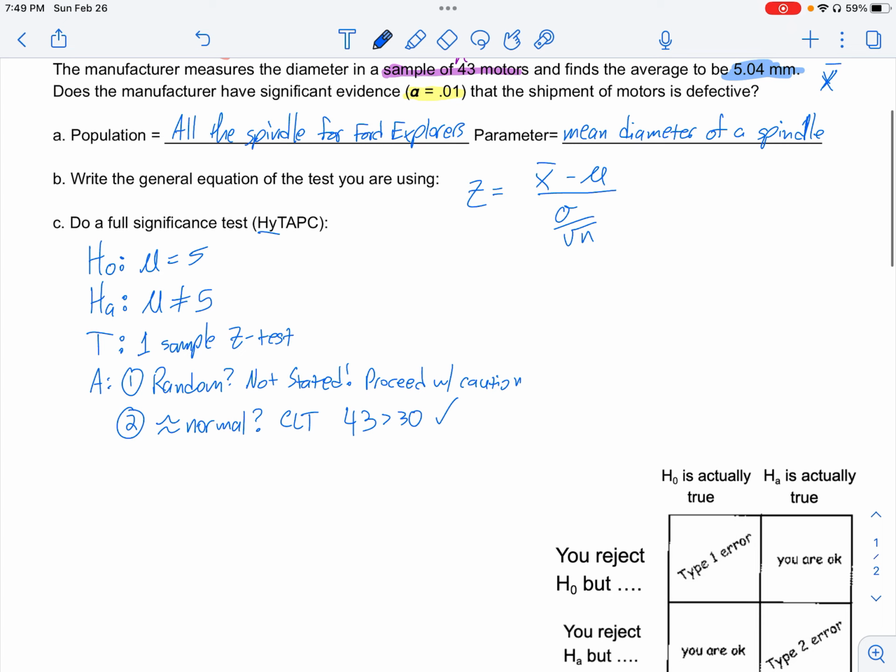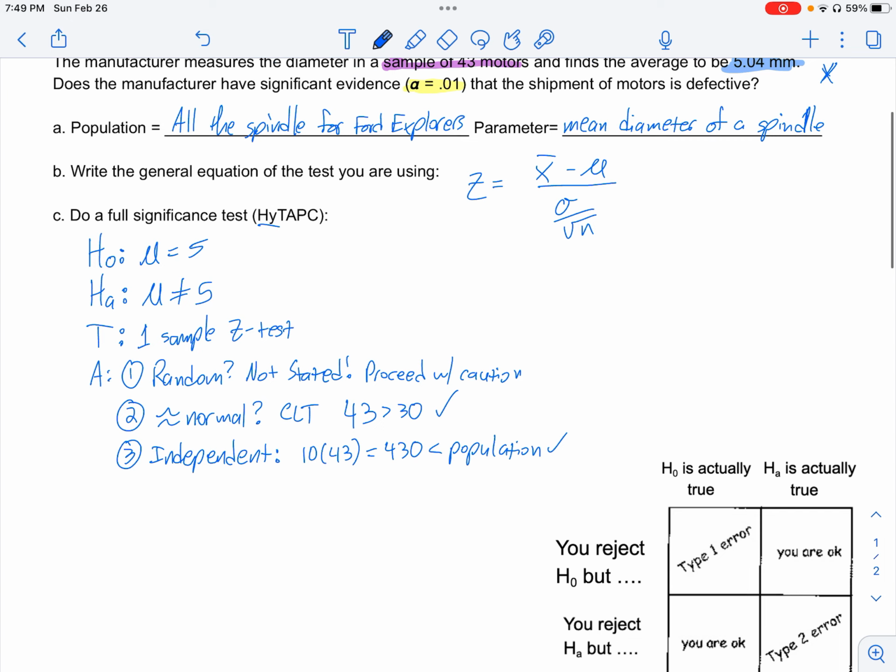Okay. Number 3, is it independent? You could just say generically that the diameter of one spindle is independent of the diameter of another spindle. If you want to do the 10% rule, you take 10 times the sample size, 10 times 43, that's 430. So is that less than the population? And we talked about the population up here. This is all the spindles that have been ever made for all Ford Explorers. So yes, that is definitely true. All right, so that's HYTA, the assumptions.